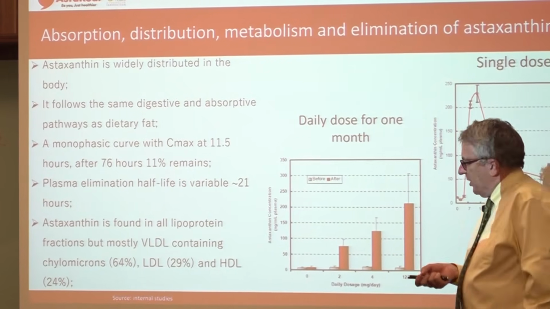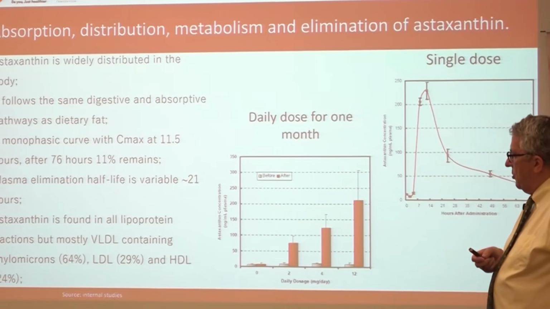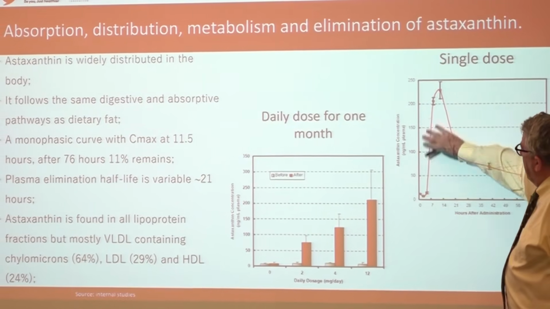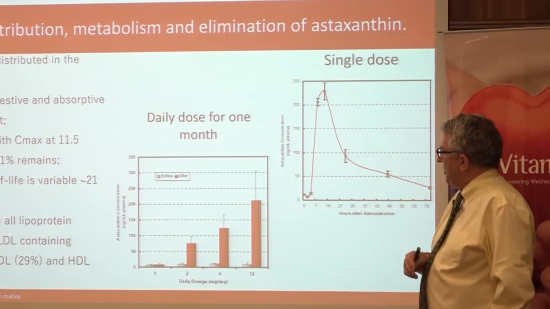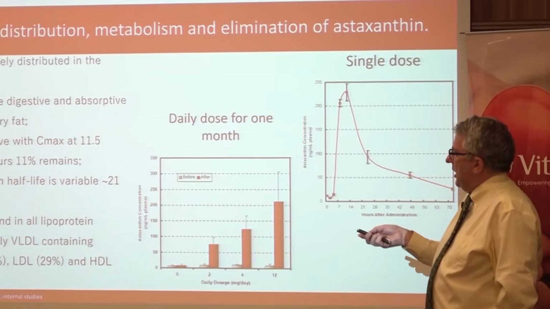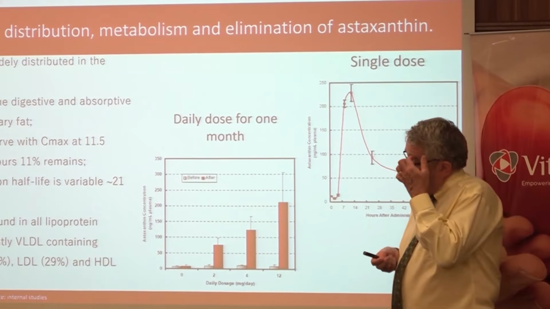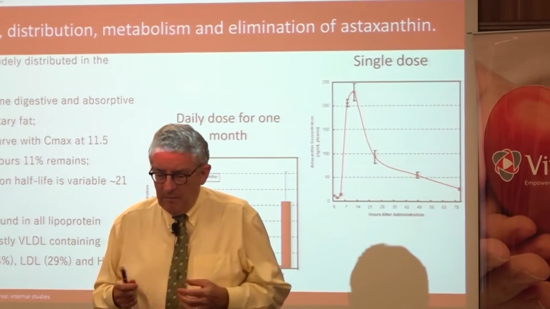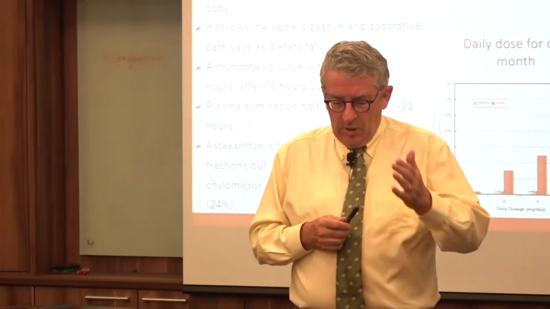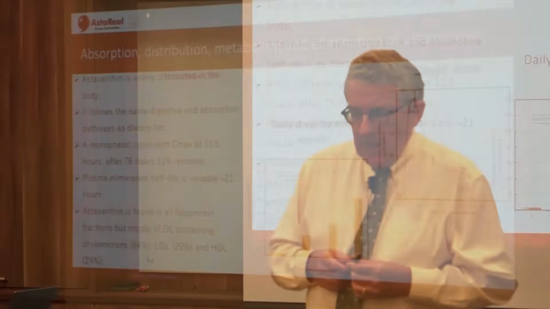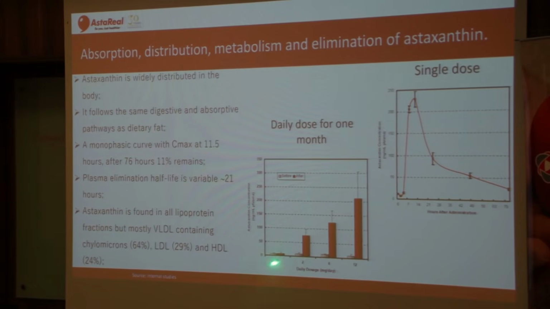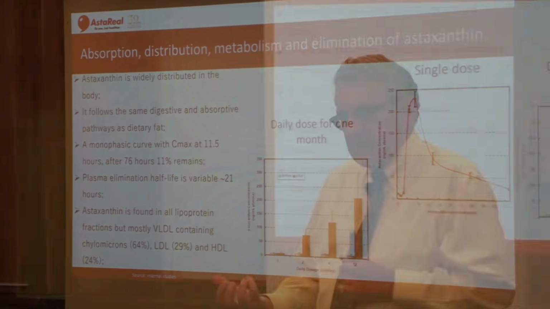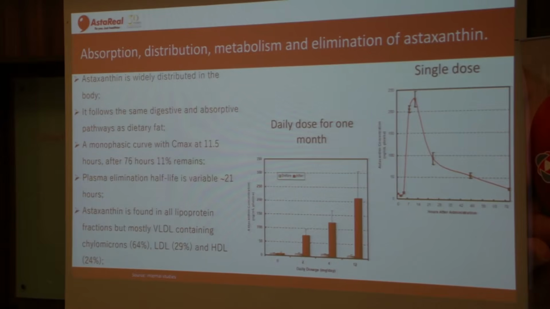So getting back to the lipids again, this is an aspect that I'd like to draw upon. This is really just the pharmacokinetics of a single dose of astaxanthin, and you can see that it's monophasic. It has a Cmax at some time later. It's a slow rise, 11 hours. But one of the elements that I want to show in this particular graph is that because it's lipid soluble, it tracks with lipoproteins in plasma.